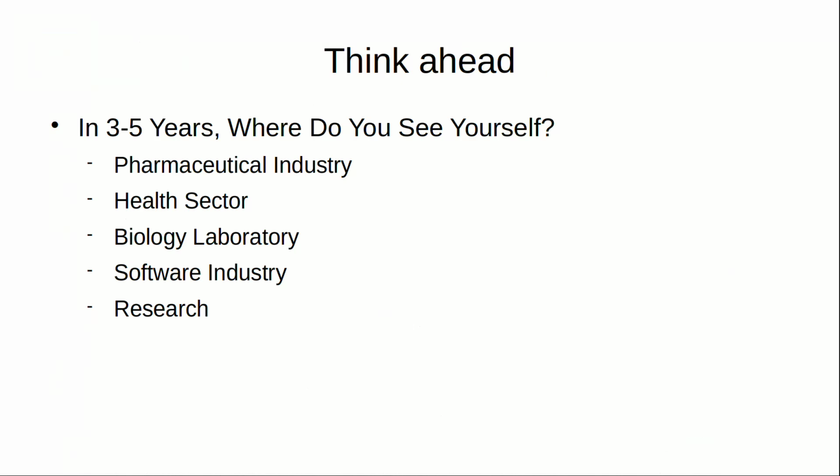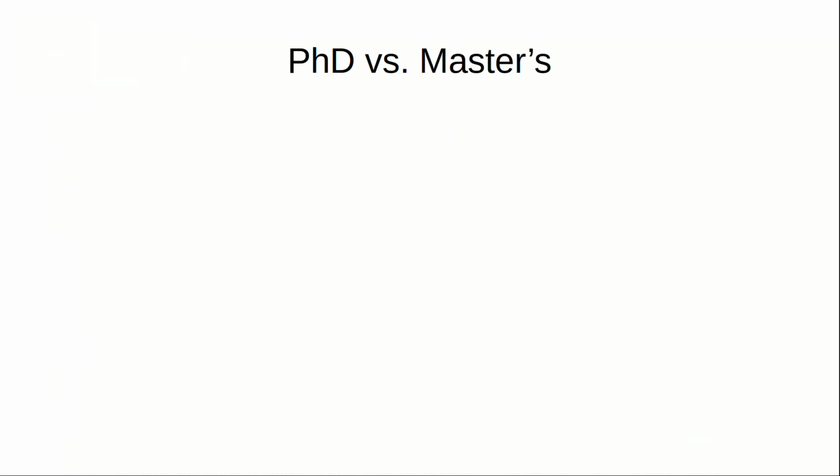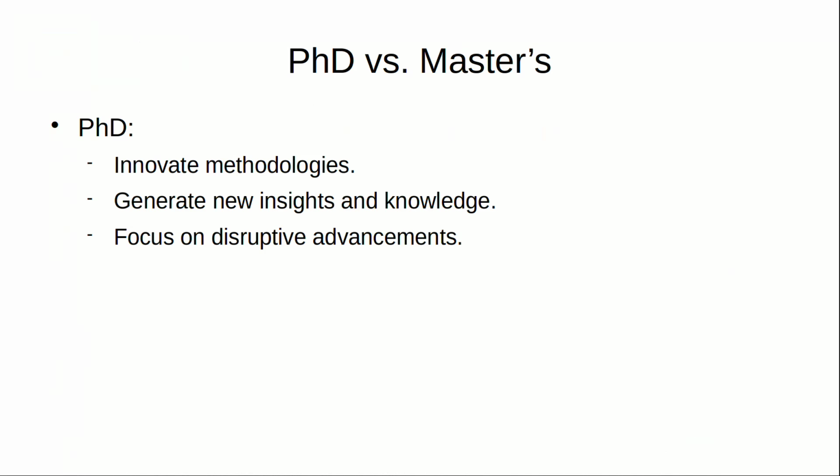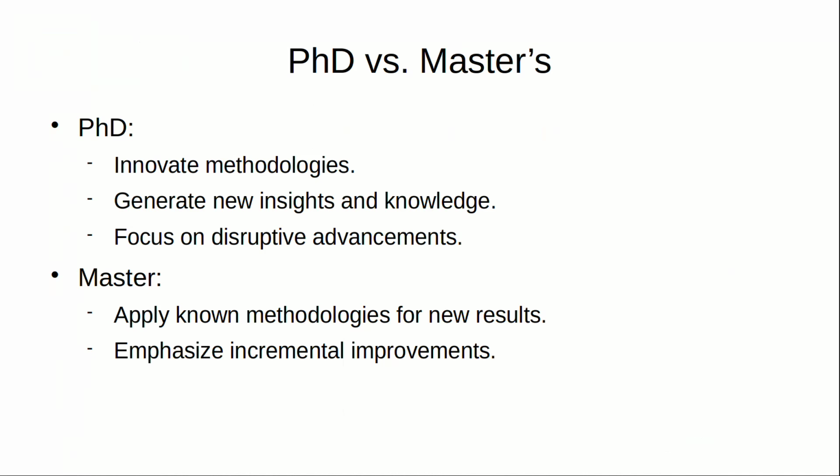Right. And to really understand where you fit in, the guide clarifies a key difference. PhD versus master's. A PhD is all about groundbreaking discoveries, creating entirely new methodologies, generating completely new knowledge. It's really about pushing the boundaries of what we know. While a master's, it's still about contributing new knowledge, but it's more focused on applying existing methodologies to answer new questions. Exactly. It's about building on what we already know and making significant progress within that framework. So you're not necessarily reinventing the wheel, but you are making a real contribution.